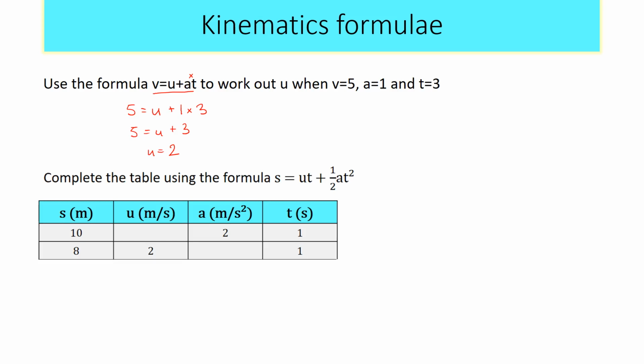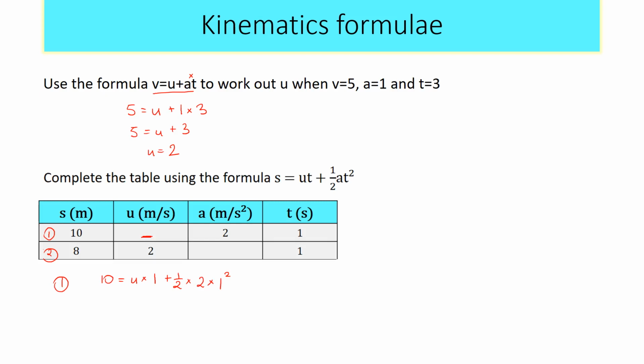Okay, now the second example is a little bit more complex because the formula is a little bit more complex. So I've got two examples in my table. I'm going to do the first one. So the value of s is 10, equals u, which is what I want to find. So that's u times t, which is 1, plus a half times a, which is 2, times t, which is 1 squared. So I've taken all the values from the table.